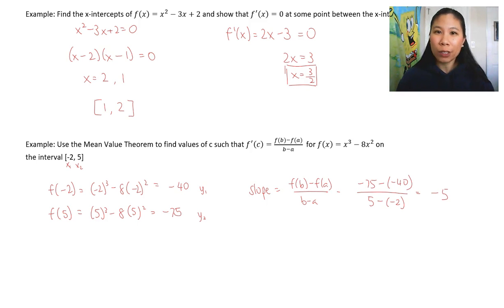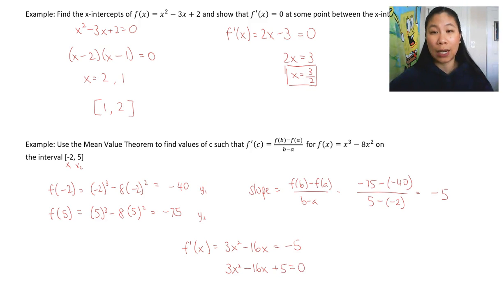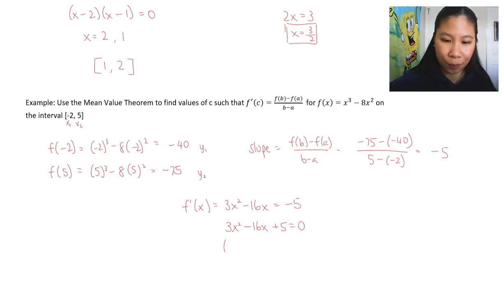Okay, so we know what the slope is now between a and b, like our two endpoints from -2 to 5. So now we just have to figure out where the derivative is also equal to -5. So my derivative, f prime of x, is going to be 3x squared minus 16x. So finding the derivative of f of x. And then I'm going to set that equal to the slope that I want it to be, which is -5. And then we're going to solve for x. So because I have an equation with an x squared in it, I'm going to set it equal to 0 so that I can actually solve it. And I'm going to solve by factoring here.